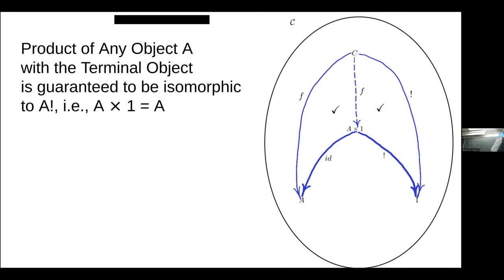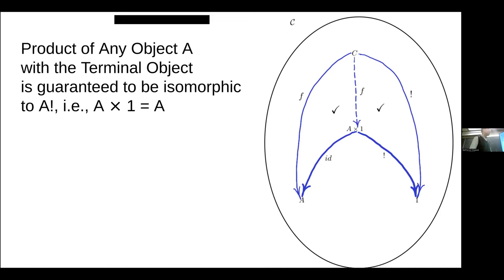And the map from A to A needs to be the ID map. And if you have F going from C to A and C to A cross one, both have a map F from C to A. I'm ignoring this a little bit. It should actually be a pair. It'll be a pairing of F and a map down to one as well. It'll just give the only map into one. So it's guaranteed to be isomorphic to A, as Eric said.